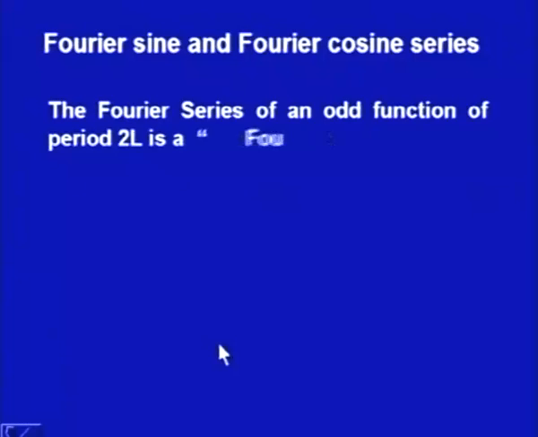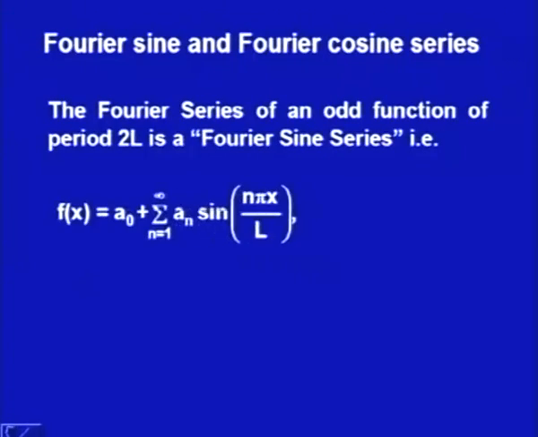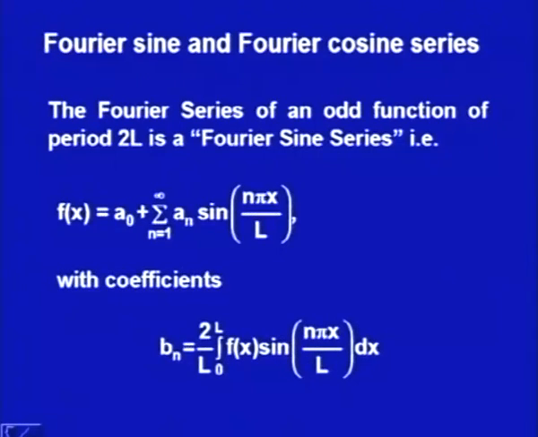Similarly, the Fourier series of an odd function of period 2L is a Fourier sine series. That is, I would get the series as f(x) equals a_0 plus the sum of a_n sin(n pi x by L), where a_0 would be 0 and the coefficient a_n would be 2 by L times the integral from 0 to L of f(x) sin(n pi x over L) dx.